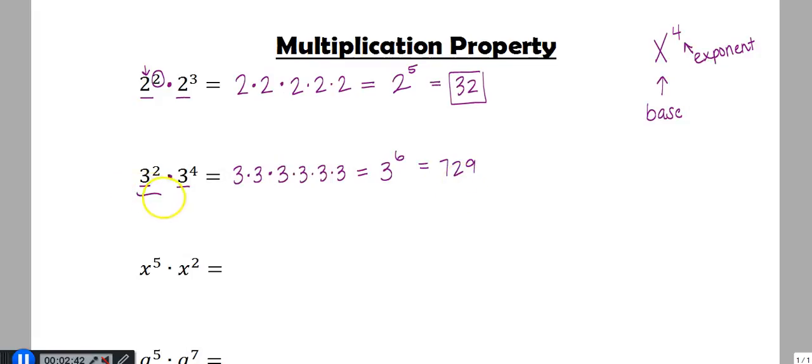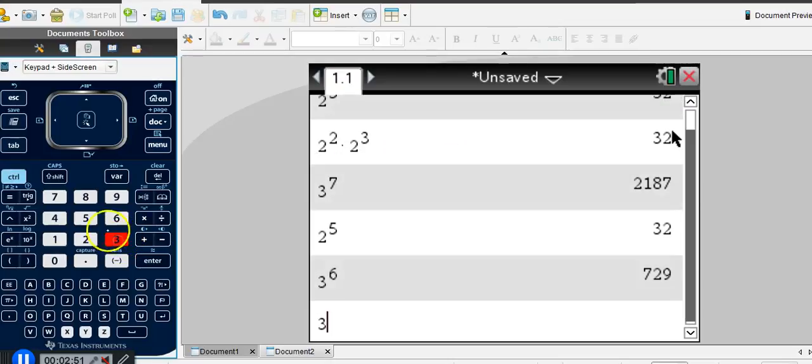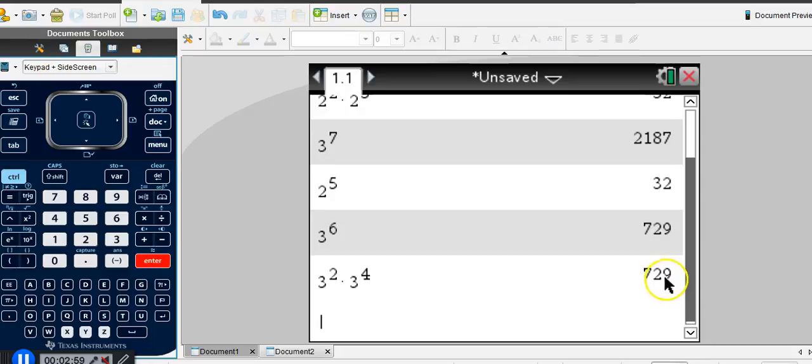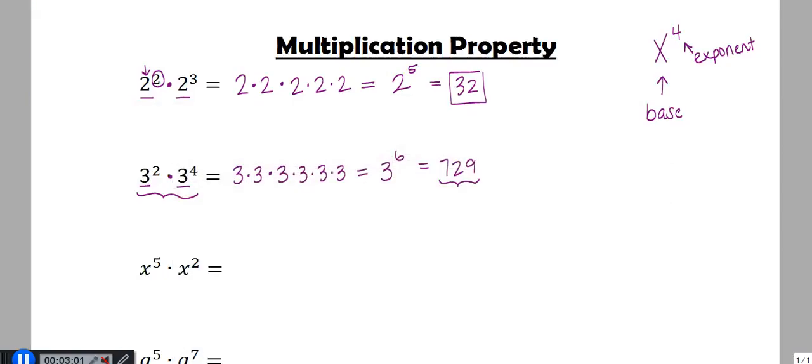Keep in mind that if you were to type this in from the very beginning, you would also get 729. So let's check that. 3 squared times 3 raised to the 4th power is also 729. So whatever you end up with should match with what you started with.